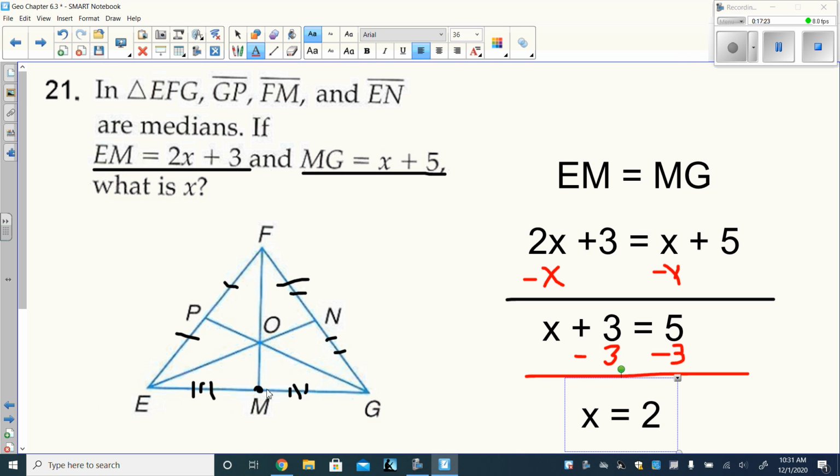And I knew to set them equal to each other because point M is one of the medians. MF is a median, and it connects to the middle of that line. So EM and MG would be congruent. They would be equal. That's it.